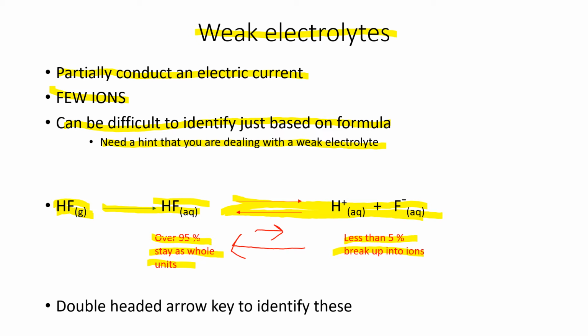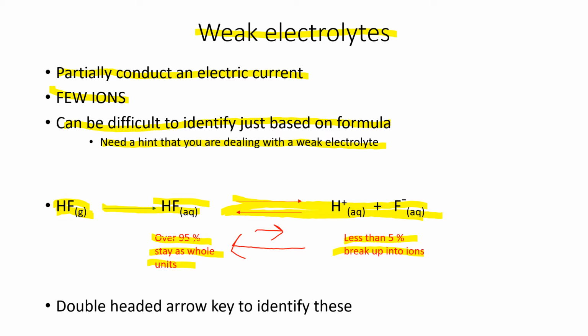Remember, for the non-electrolytes, we got absolutely no ions. For the strong electrolytes, when we had 100 units of that strong electrolyte, we were producing 200 to 300 units of ions. Here, starting with 100 units of HF, we're only producing 4, 5, 6, 7, 8, somewhere around there, units of ions. So we only get a small amount of ions from these weak electrolytes, but it's enough to partially conduct that electric current. So these are tough to identify.